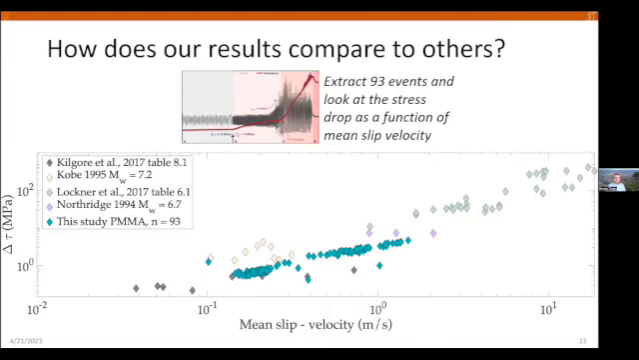So how do the results from this machine compare to other results? If we extract events, we extracted 93 from all these events, and we compare, for example, the mean slip velocity, the average slip velocity, and the drop in shear stress, then we find that our results, which are in blue here, align fairly well with the experiments from the labs of other people, and also from natural events like the Kobe 1995 or the Northridge earthquake from 1994.